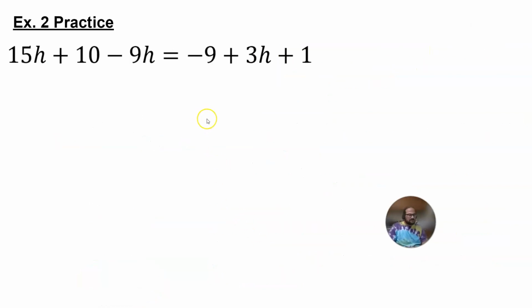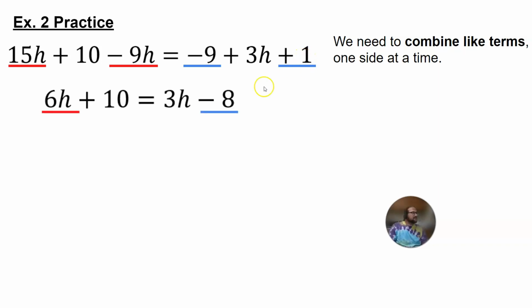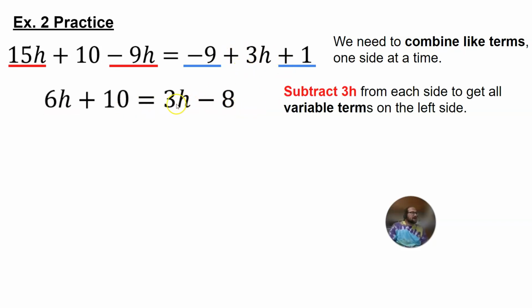Alright, so here's a practice problem just like that. We've got like terms over here, 15h and minus 9h, and on the right side we've got negative 9 and plus 1. So we need to combine like terms. 15h minus 9h would be 6h. Negative 9 plus 1 would be negative 8. And so we get 6h plus 10 equals 3h minus 8. But we've still got variable on both sides. So if we subtract 3h from each side, that will get our variables off of the right side.